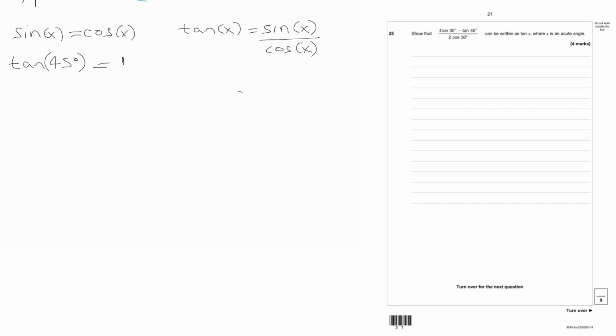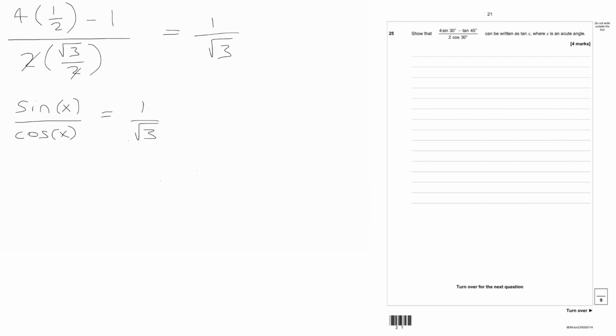So we have 4 sine 30, so that's 4 times a half, minus tan of 45, which is 1, over 2 cos 30, so 2, and if we remember, cosine of 30 was root 3 over 2. So this equals, well, 4 times a half is 2, minus 1 is 1, over, and then the 2's here will cancel, so 1 over root 3.